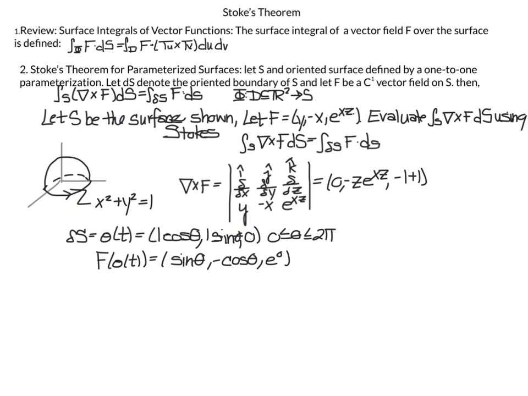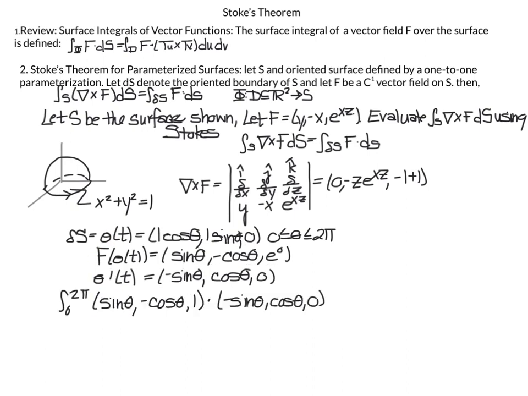Once I do that, I can plug in, or I can do my composition, my f of sigma of t. So here's f, I have my y, I have my negative x, and I have my e to the x0, or e to the xz, which gives me 1. I can also calculate my derivative, sigma prime, and then I'm ready to plug into my integral. And the rest is integration and calculation.